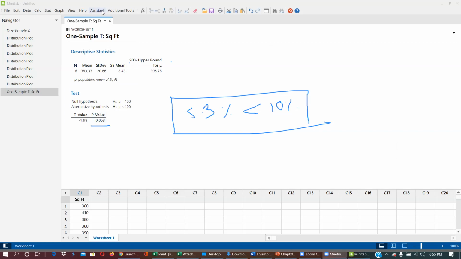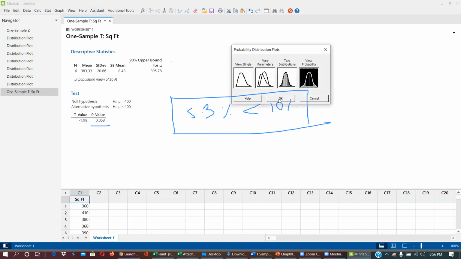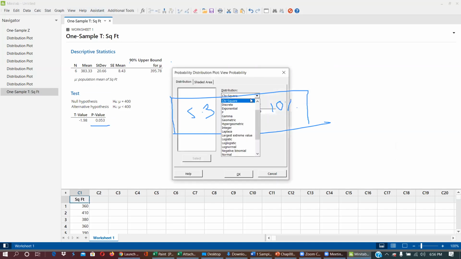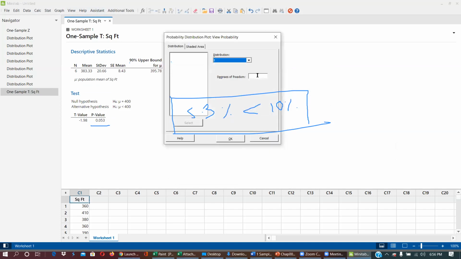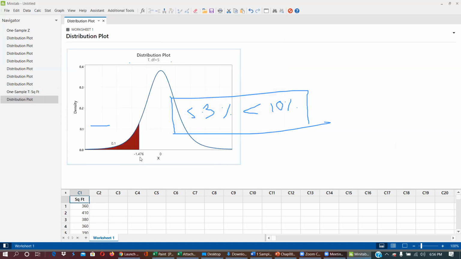So what is the critical value? I go on graph, I go on probability distribution. This is a T distribution. I'm going to use this, and I need to use T. I'm just showing you so that you can understand well, but you can make the decision right here. And degree of freedom, we have 6 samples, so degree of freedom is 5. Shaded area, we need 10%. Which one do we need? We need this option because we are checking this. What is the value? Minus 1.476.